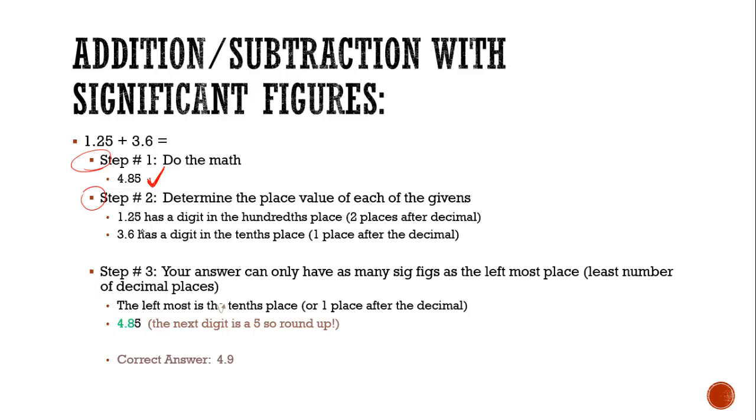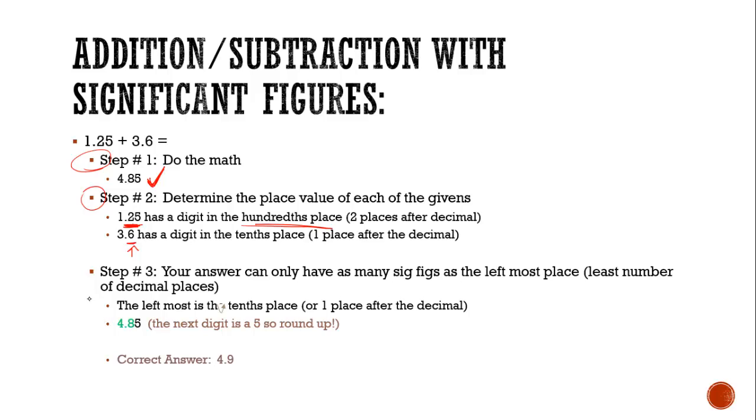Meaning that, look at 1.25. 1.25 has 2 places after the decimal spot, meaning that it goes to the hundredth spot. Look at 3.6. It has 1 place after the decimal. Okay. Which one has the least number of decimal places? Well, the one that has the least number of decimal places is 3.6, right? So that's the number of decimal spots that you can have. I can only have 1 place after the decimal. So my answer now has to be rounded, so I only have 1 place after the decimal.